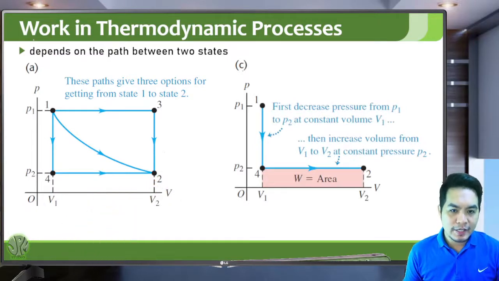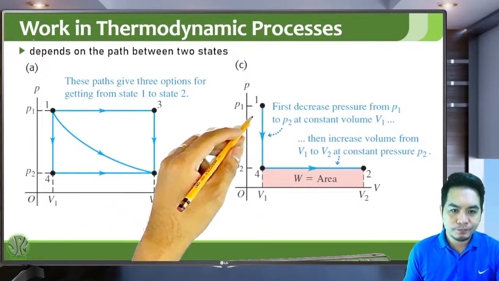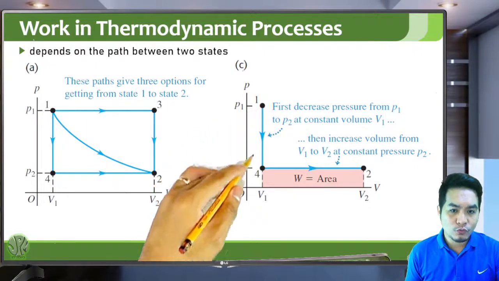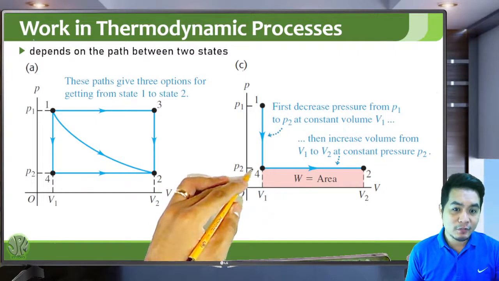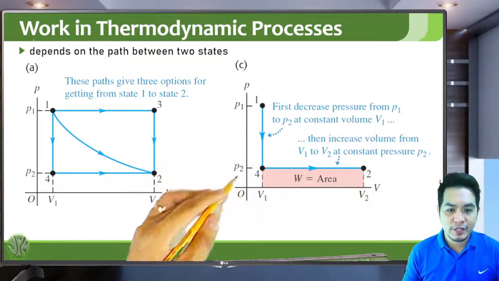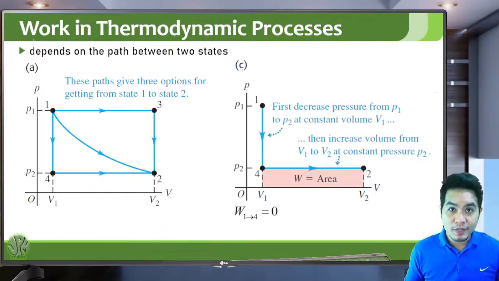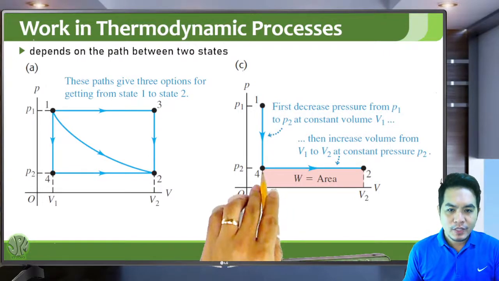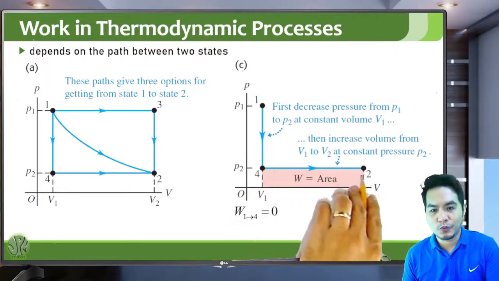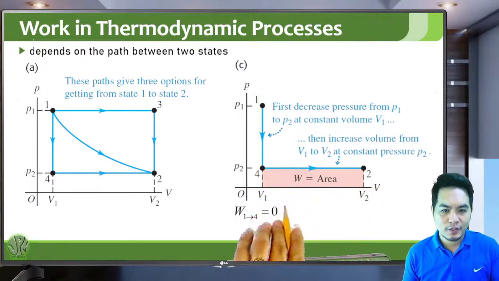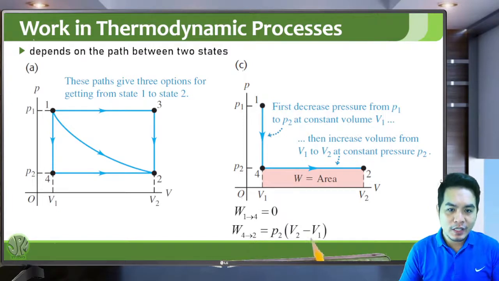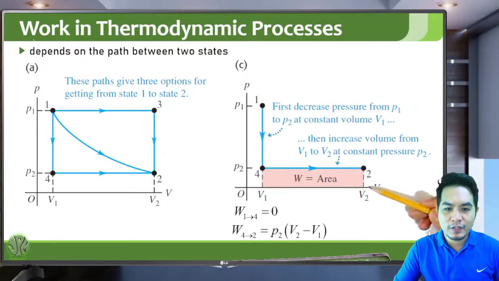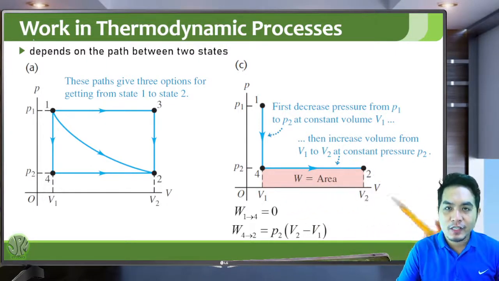Okay, the second path is the path 1, 4, 2. In the first segment of the path, you have path 1 to 4. In path 1 to 4, this is at constant volume V1. You just decrease the pressure. And in that path, there's no work done because there's no change in volume. The work done is actually just here in the path 4 to 2. It's the area under this curve here. So the work done in 4 to 2 is the height of this triangle, which is P2, and the width of this triangle is V2 minus V1. So it's just the area of this triangle here.